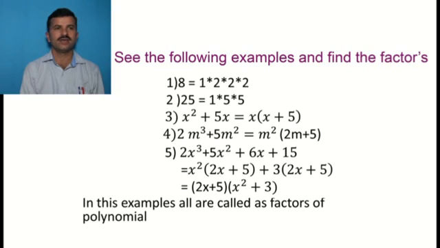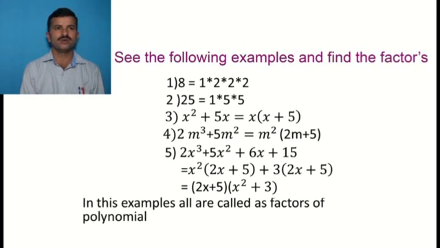Third example, x square plus 5x. This is a binomial. It has two terms and one common term, that is x. You have to take x common from the outside and put x plus 5 inside the bracket. Therefore, factors of x square plus 5x are x and the bracket x plus 5.